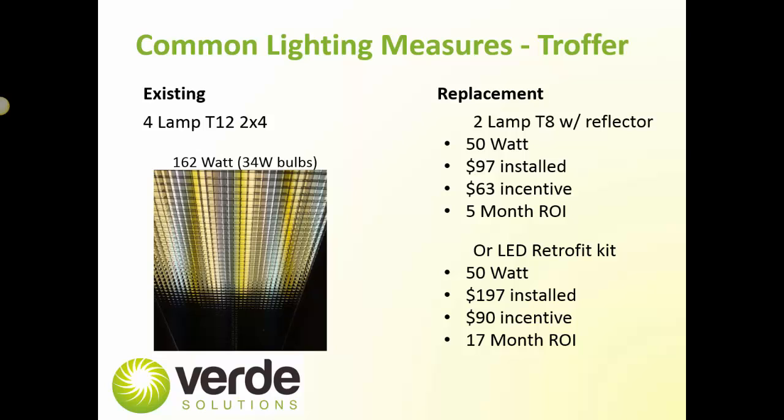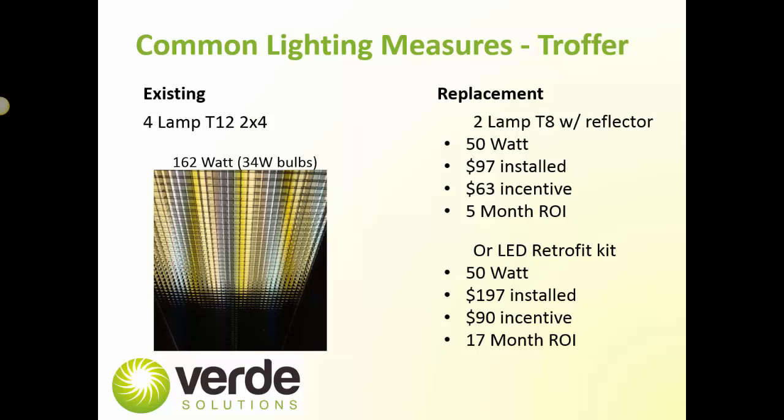So this one is a 4 lamp T12 2 by 4. That means behind here is a T12, and then there are four T12 bulbs, and then behind that is a magnetic ballast. And so for a 34 watt bulb, it's using 162 watts. If you multiply 34 by 4, that doesn't equal 162. We're adding in a ballast loss for having a magnetic ballast.